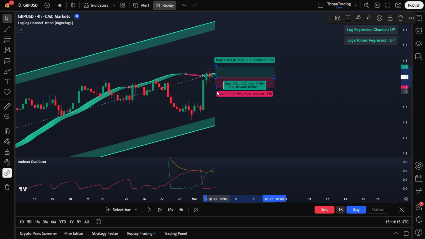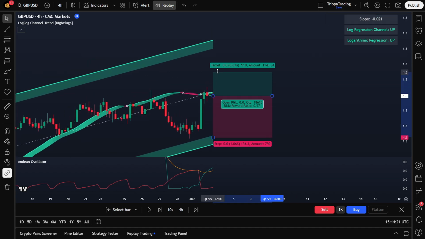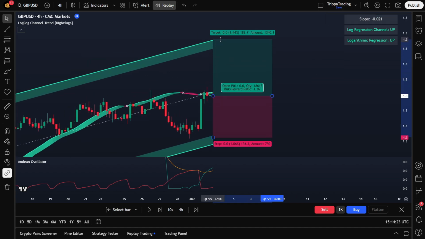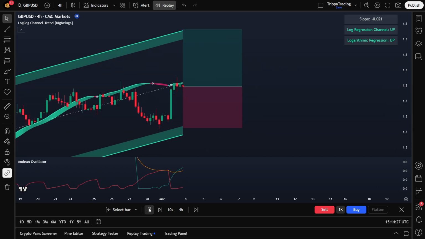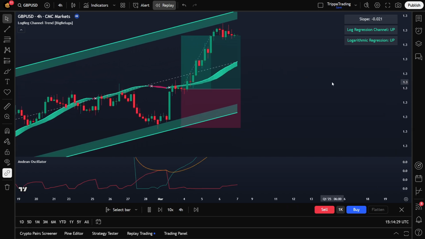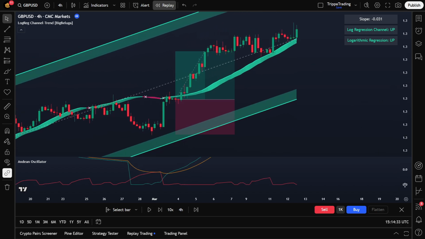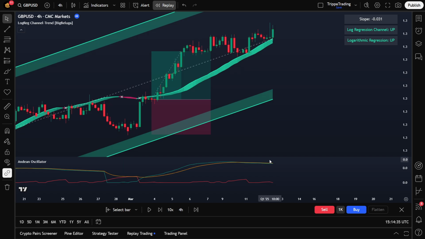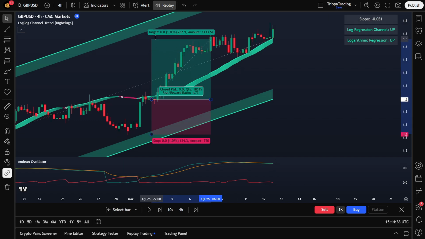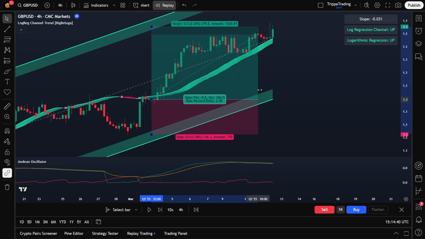Just like this. We can place the stop loss below the recent swing low. For take profit, you've got two solid options. You can take profit either when the price touches the upper band of the channel, which often acts as a natural resistance, or when the green line in the Andian Oscillator drops below the orange line, signaling a slowdown in trend momentum. As you can see, this was a pretty good signal generated by our trading strategy.